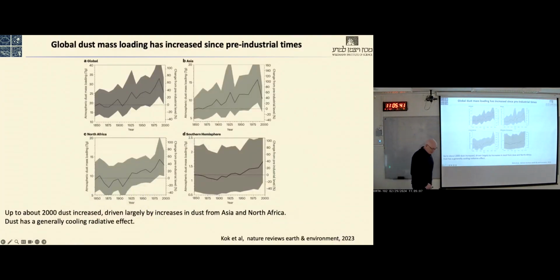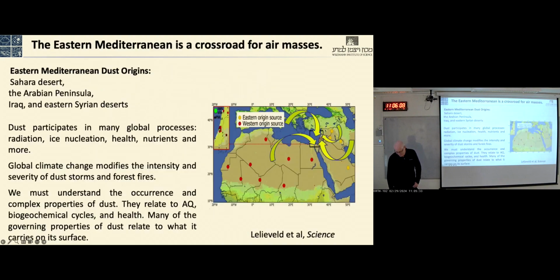And a recent paper with a lot of compilation showed that up to 2000 there was a global increase in atmospheric dust. Most of the increase was from Asia and North Africa. And generally the dust has a global radiative cooling effect.